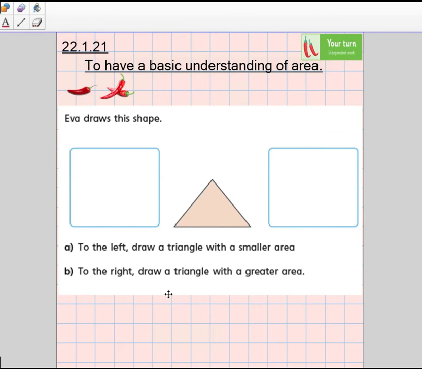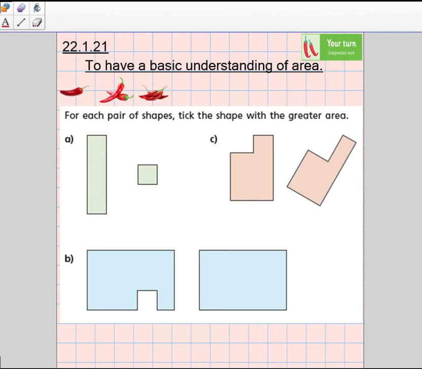The next question is for Chili 1 and 2. It says Eva draws this shape. You can see the triangle in the middle. To the left, draw a triangle with a smaller area, and to the right, draw a triangle with a greater area. Pause the video and have a go now.